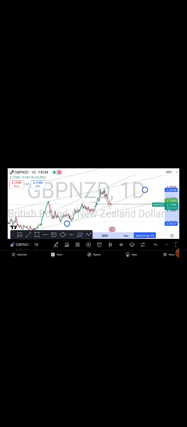GBP/NZD, to take it from the daily. Price is at a support level, but yet to be rejected to the upside. So what do we do? What should we be expecting here too? This downtrend line is valid. This is looking exactly like GBP/AUD.